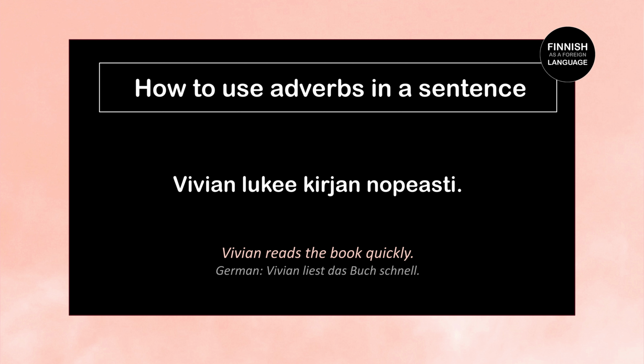Next one. Vivian lukee kirjan nopeasti means Vivian reads the book quickly. So lukee is the third person singular present tense of the verb lukea, which means to read. Kirjan is standing here in its genitive or accusative case because we're talking about a specific book. And nopeasti here is our adverb meaning quickly. It's based on the adjective nopea. Let's repeat. Vivian lukee kirjan nopeasti. Vivian reads the book quickly.